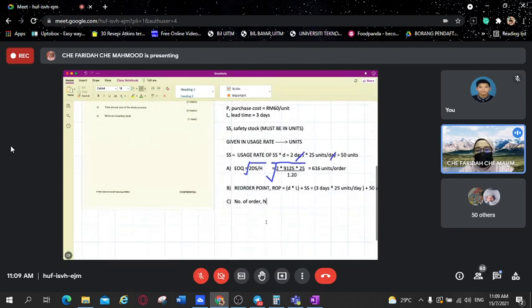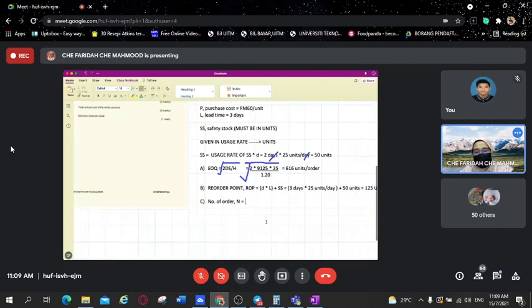So we know the number of orders is simply capital D divided by Q. Which Q? EOQ. When I say EOQ, it is the optimal quantity, which minimizes our cost. Just take capital D on top, which is 9125 units.